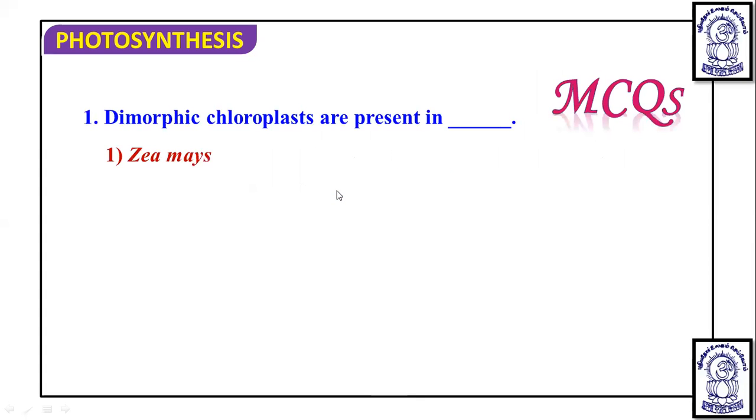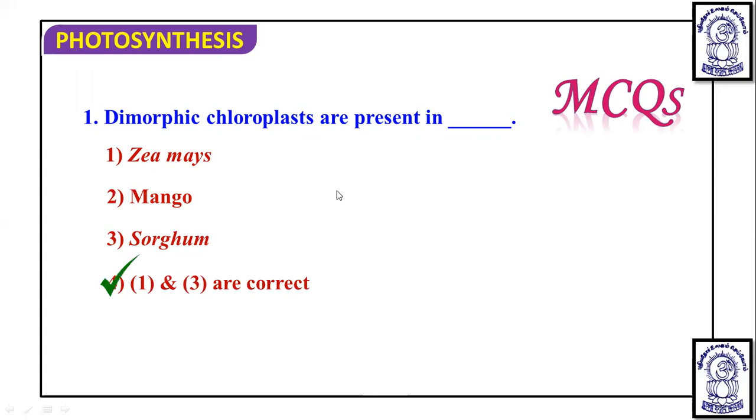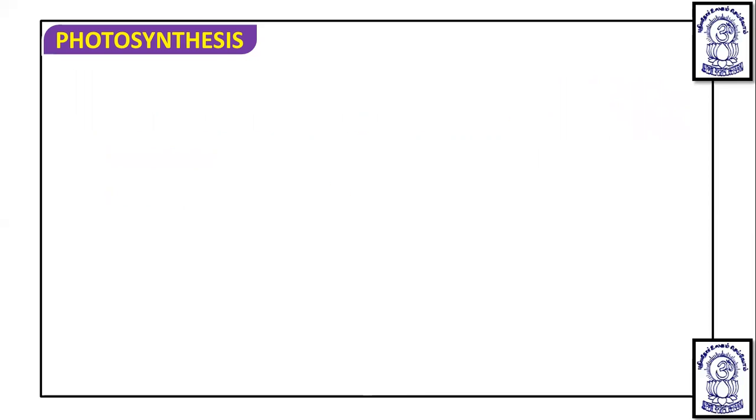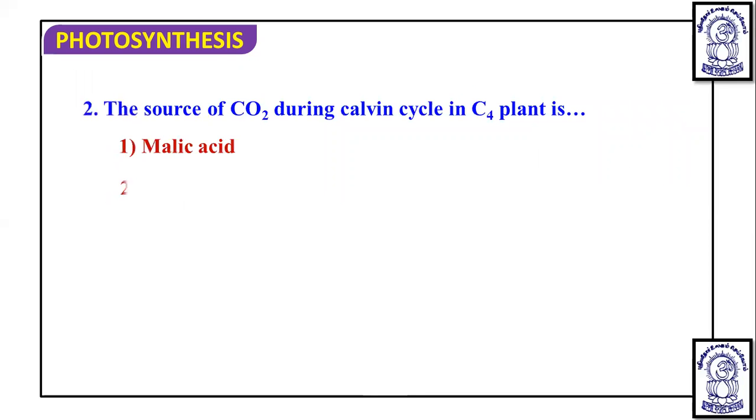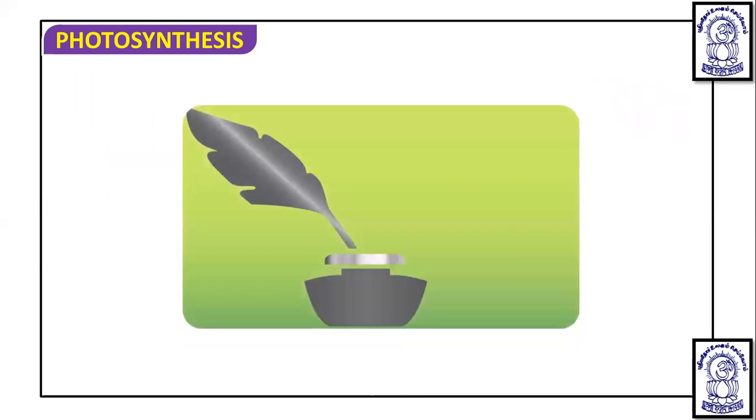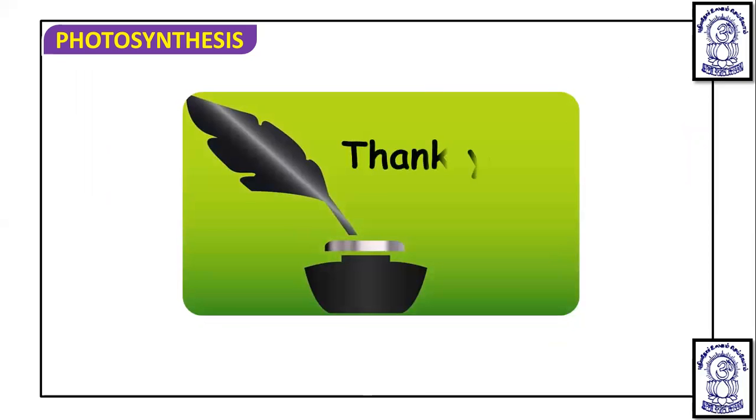If we talk about the MCQs, dimorphic chloroplasts are present in the case of the C4 plant, and maize and sorghum are C4 plants. The source of CO2 during the Calvin cycle in C4 plants is malic acid. Malic acid decarboxylation occurs and CO2 is provided. Okay, so that is all about C4 and the CAM pathway.